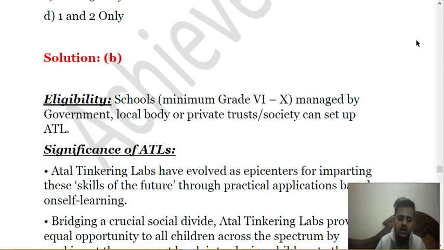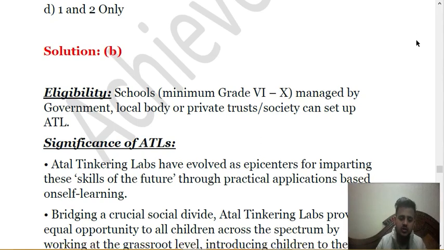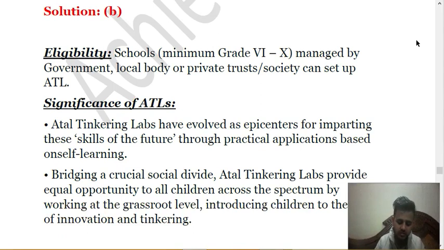So eligibility is basically that the school must have the minimum grade from 6th through 10th, and it must be managed by a government or local body or private trust or society that can set up an Atal Tinkering Lab. The significance is that if Atal Tinkering Labs are established, practicals will be done there. So students become inclusive, their curiosity level increases, and when curiosity increases, then ultimately the innovation level as well as the creativity of students increases, and they become more innovative.